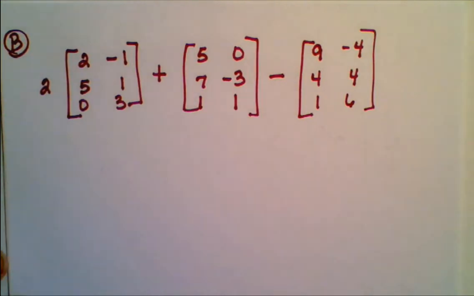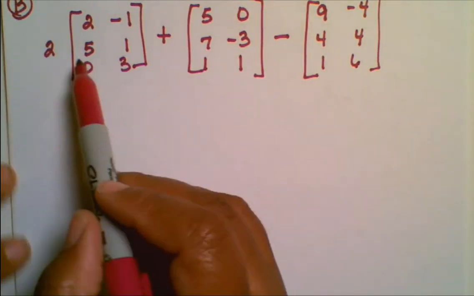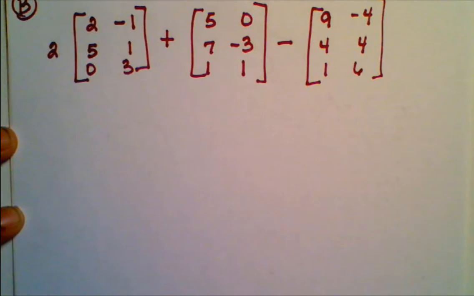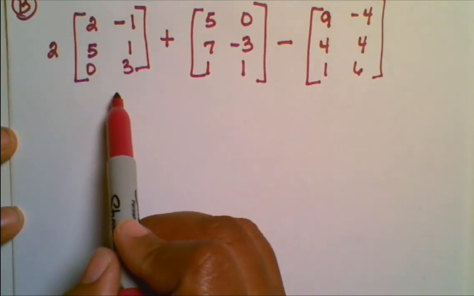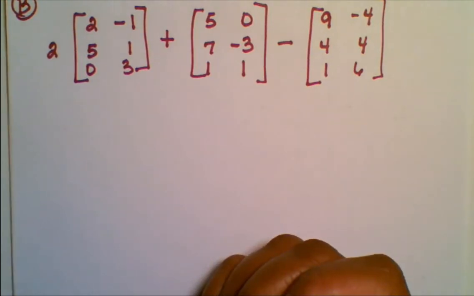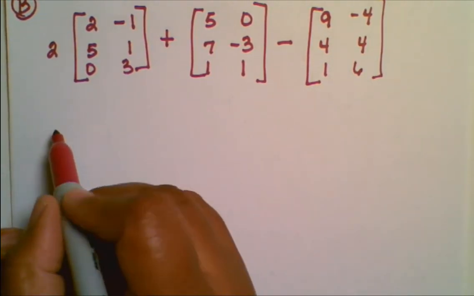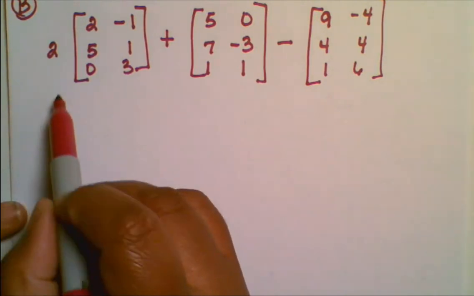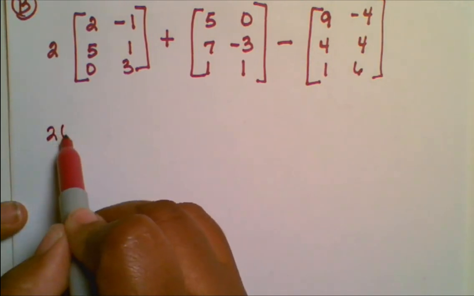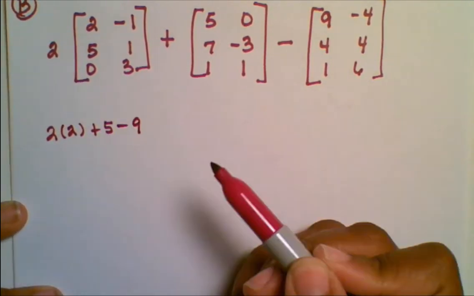All right, so how do we go about doing this? We're going to take the scalar 2 and multiply it to every element in this first matrix. Each matrix is a 3 by 2, so our answer is still going to end up being a 3 by 2. So how would we write this out? Looking at the first row, first column, we have 2 times 2, adding 5 to it and then subtracting 9.